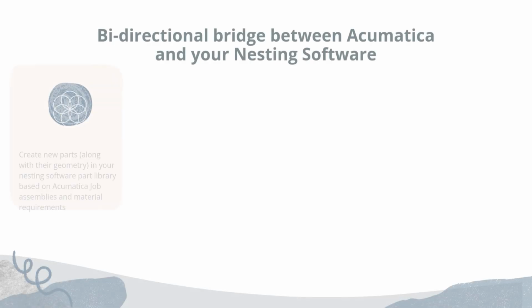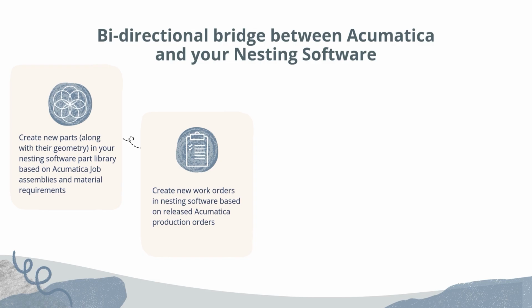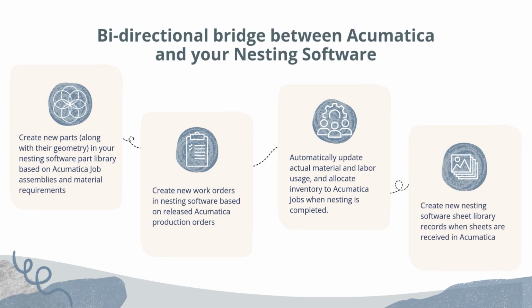So there are four main parts of NestLink. First one is creating new parts along with the geometry DXF files in your nesting software based off of the Acumatica inventory ID information. It is creating new work orders in your nesting software based off of released Acumatica production orders. It is automatically creating material and labor transactions in Acumatica when nesting is completed. And it's also checking sheet library records in Acumatica and creating them inside of your nesting software when they are received in your Acumatica ERP.